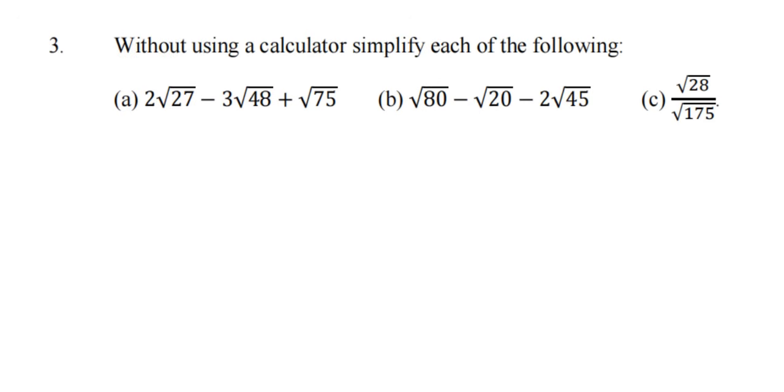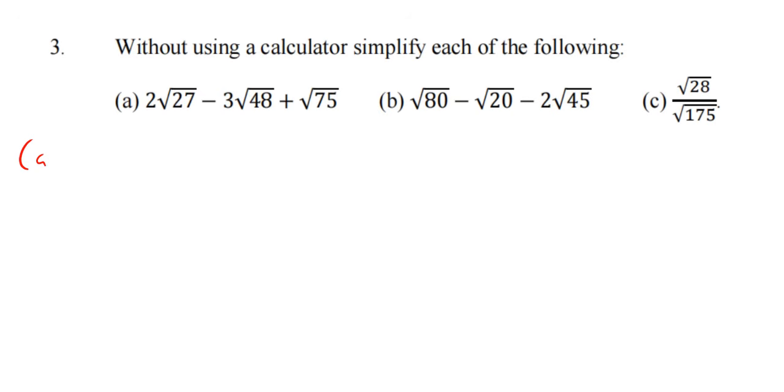Without using a calculator, simplify each of the following. So A, we've got 2 root 27 minus 3 root 48 plus root 75. Okay, let me just solve it the way it is. I'm just going to put 2. Now for 27, we're going to look for two numbers that we can multiply to give us 27. Now here we have to be very careful. We are always choosing perfect squares.